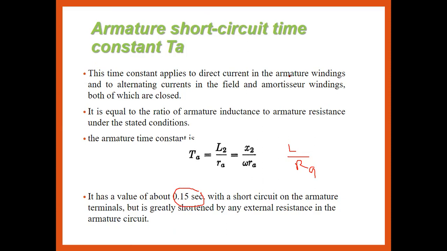So there are a total of 8 types of time constants. First is with reference to the transient condition, second is the sub-transient condition, and third is the armature short circuit time constant. With reference to the transient, there are open circuit and short circuit conditions. Same for the sub-transient, open circuit and short circuit conditions, with reference to the direct axis and with reference to the quadrature axis. So this is the end of the first unit.